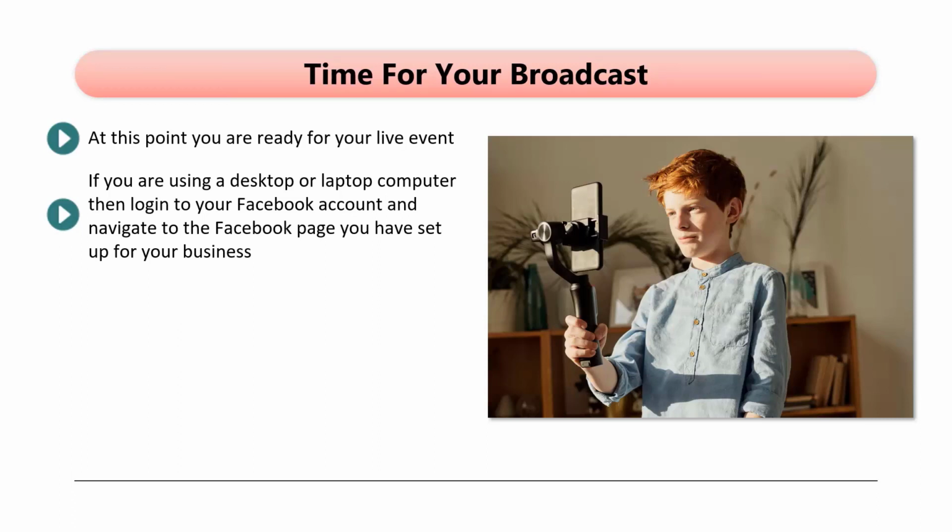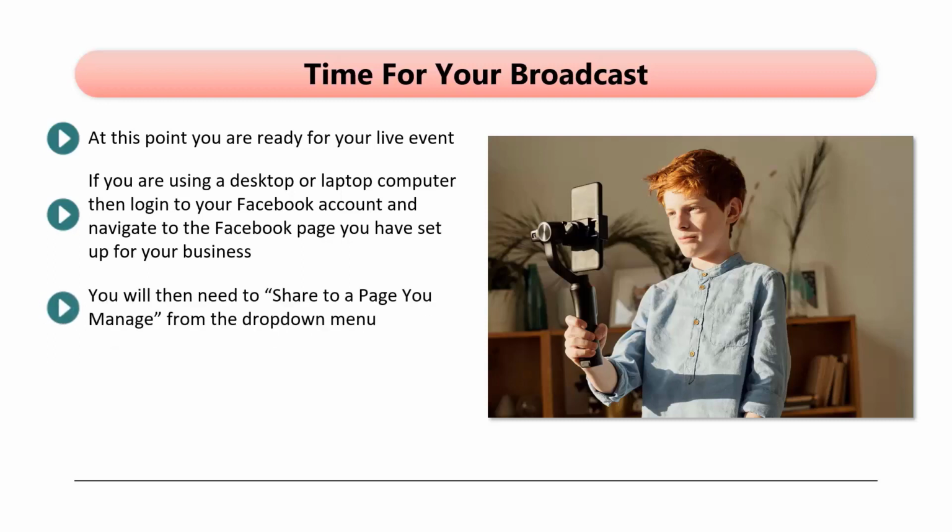Scroll down until the Create Post box, and directly underneath this, there is another box with the first icon on the left called Live. Click on this and then decide if you're going to record now or schedule. You will then need to share to a page you manage from the drop-down menu. Use the second drop-down menu to choose your Facebook page. Now you can add a title for your live event and a description. This is very important, so use attractive copy here. After this, you tag people, add a feeling, add a donation button, and check into a location.